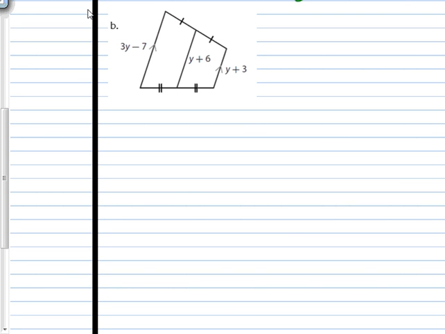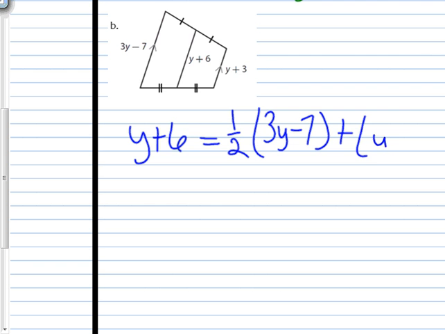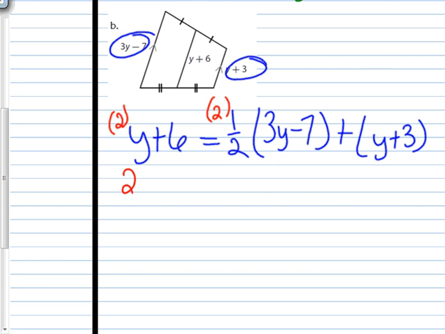Okay, the next one's a little bit trickier. The midsegment I have, okay, I know that it's y plus 6 is equal to 1/2 of 3y minus 7 plus y plus 3. Okay, so we had to add up these 2 pieces and then cut them in half. That's what y plus 6 is. So I don't want to be dealing with a fraction, so I'm going to multiply both sides by 2. By doing that, I now have 2y plus 12, and I was able to cancel out that fraction.